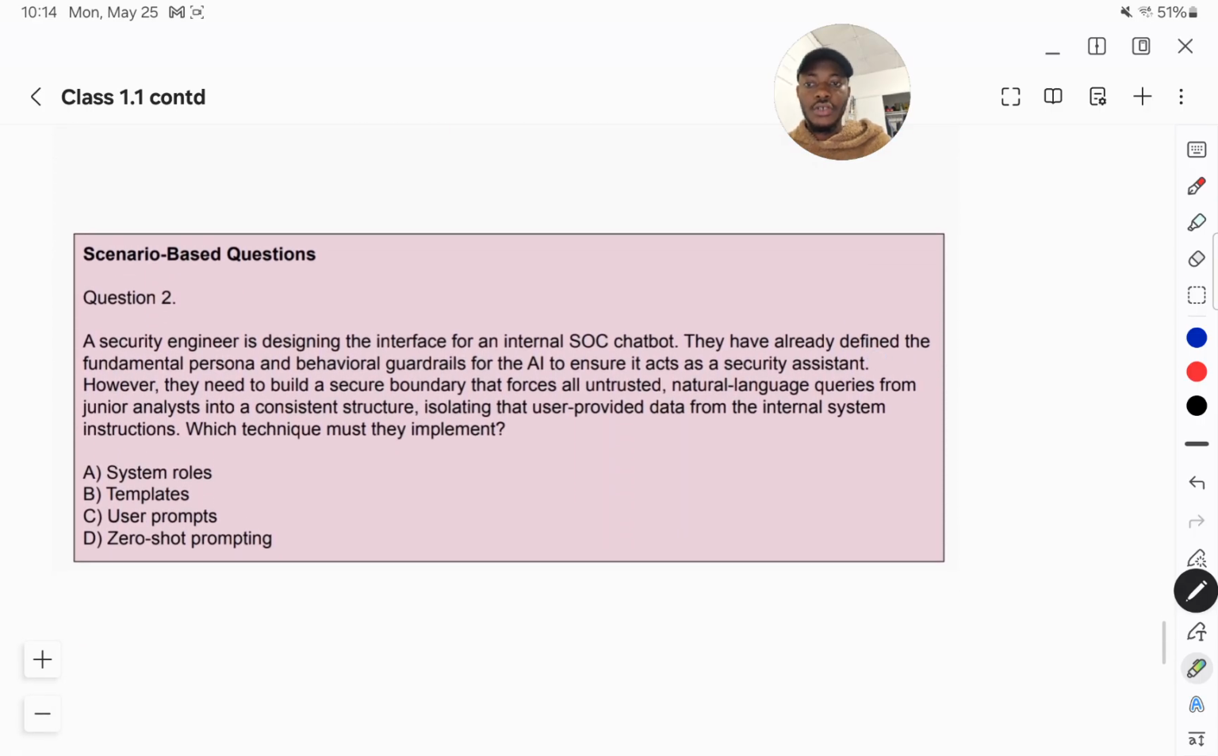Okay. Question two. A security engineer is designing the interface of an internal SOC chatbot. They have already defined the fundamental persona and behavior guardrails for the model to ensure it acts as a security assistant. However, they need to build a secondary boundary that forces all untrusted natural language queries from the junior analyst into a consistent structure, isolating that user-provided data from the internal system instructions. Which technique must they implement? B. Templates. Template is the answer. Go back to the video and you will find the core focus of template prompt engineering.